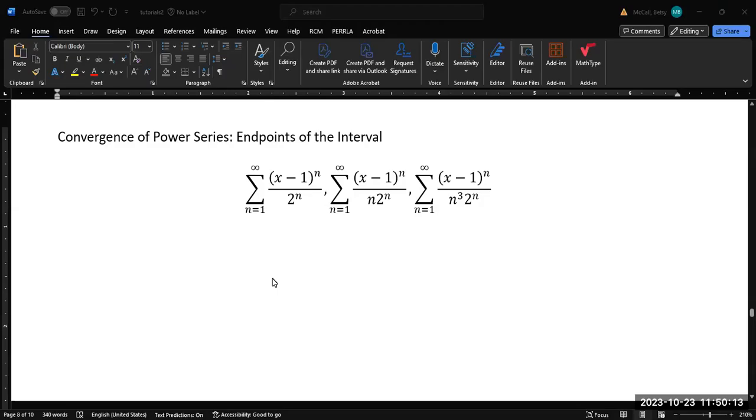Now, in this video, we're going to look at convergence of a power series, but only in the finite case. We're going to look at the endpoints of the interval, and we're going to look at the three different cases that can happen. Either there's no endpoints, or there's one endpoint, or there's two endpoints.